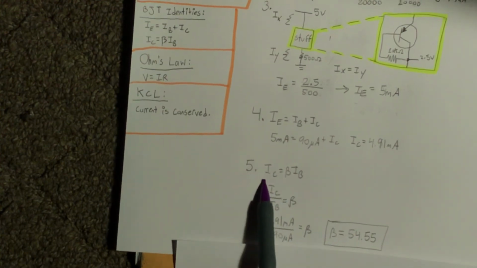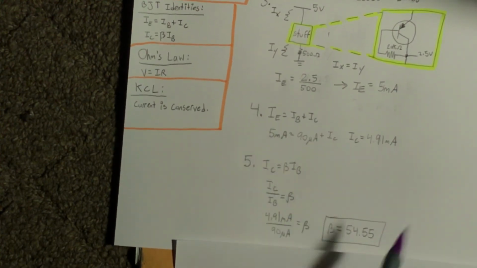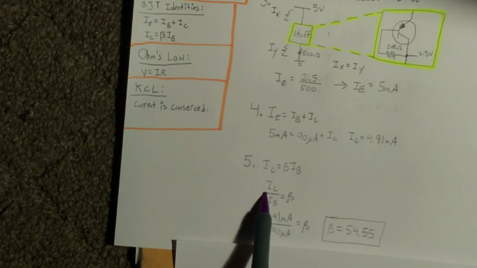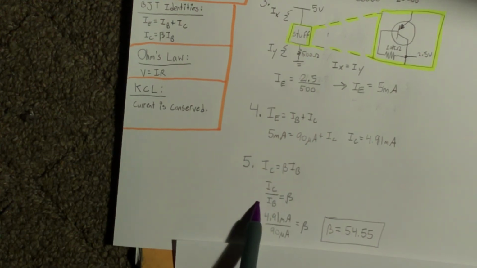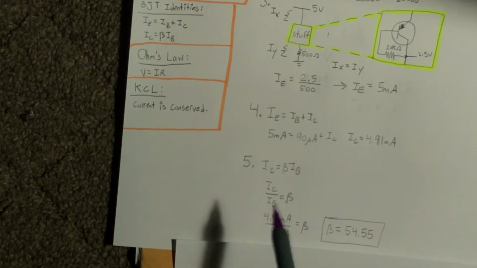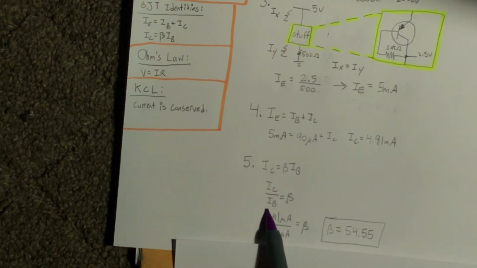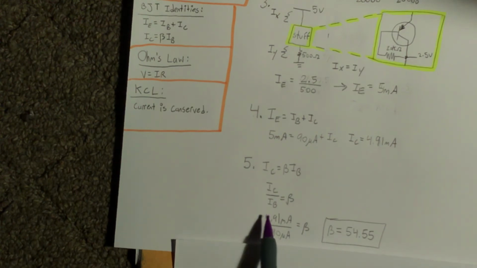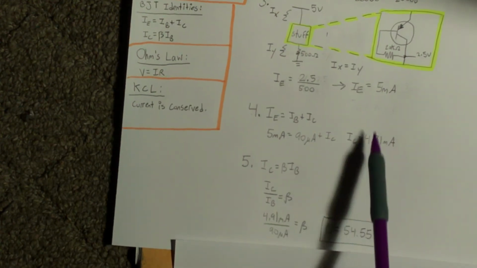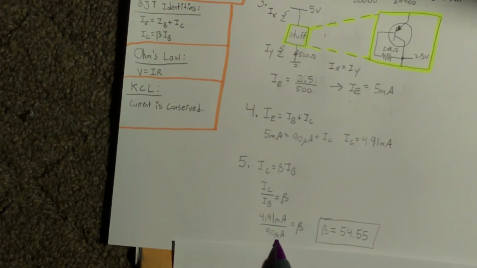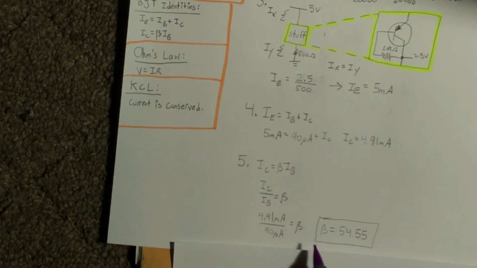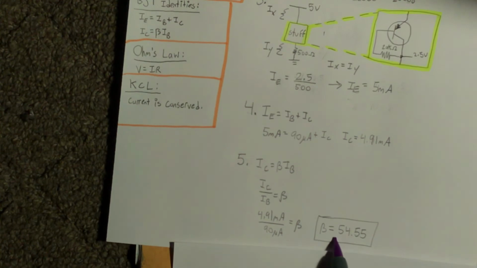So we know the famous formula, IC equals beta IB, and we can rewrite that, of course, as IC over IB equals beta. And if you don't know, just a quick little refresher, that beta is simply the ratio between IC and IB. And we just plug in the numbers, 4.91 milliamps, which we found right here, and 90 microamps, which we found earlier in step 2. And that gives us beta equal to 54.55.